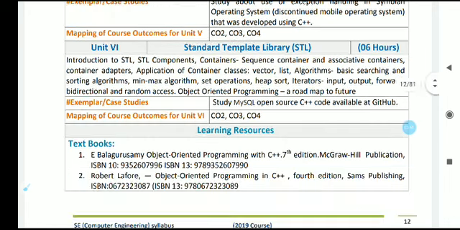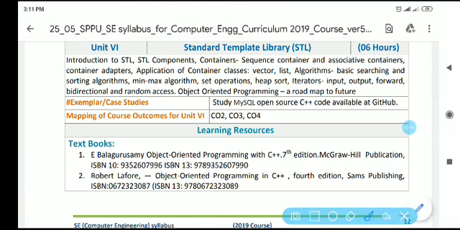For the reference book, the first book, or we can say the textbook, is E Balagurusamy, Object Oriented Programming. This is one of the best books for the C++ language. This book is available in the library or you can purchase it online. For the entire C++ you can refer to this book.